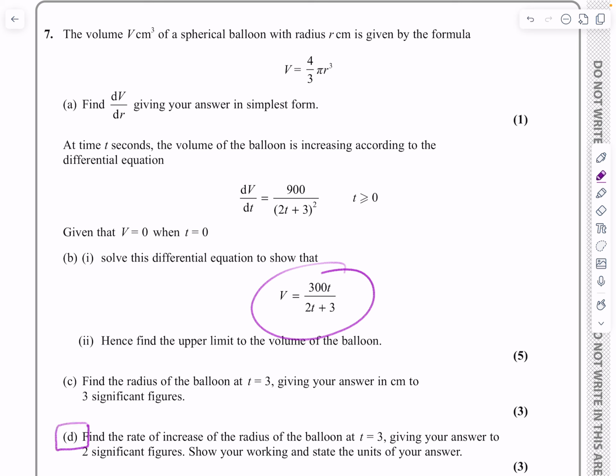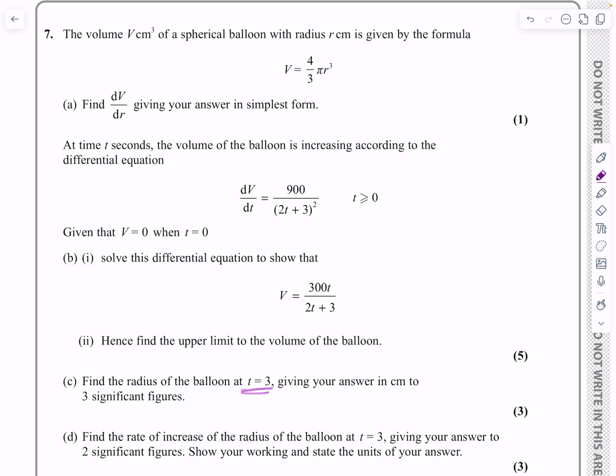Part D here again. For those of you who are struggling with the content of P3, get those marks, okay? Because that has nothing to do with any other part of the question here. Even if you did nothing else on this question, don't give up on them. Read down, as far as you can get. In this case, part C here. Can I find the radius of the balloon at t equals 3?